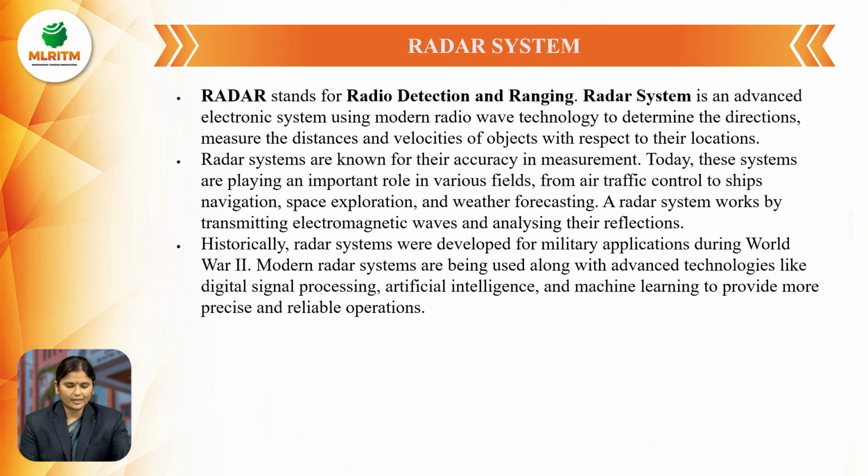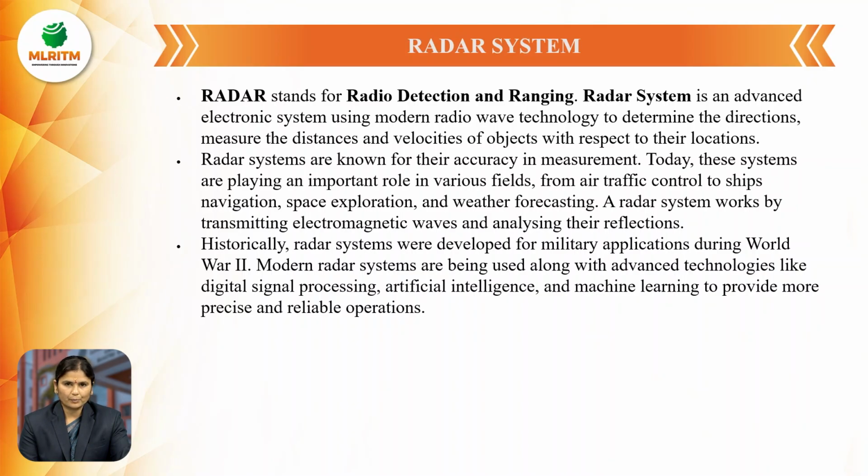Radar means radio detection and ranging. The radar system is an advanced electronic system that uses modern radio wave technology. By using this technology, we can easily determine the range of the target and its direction, and measure the distance and velocity of the target with respect to its location. Radar systems are known for their accuracy in measurement.